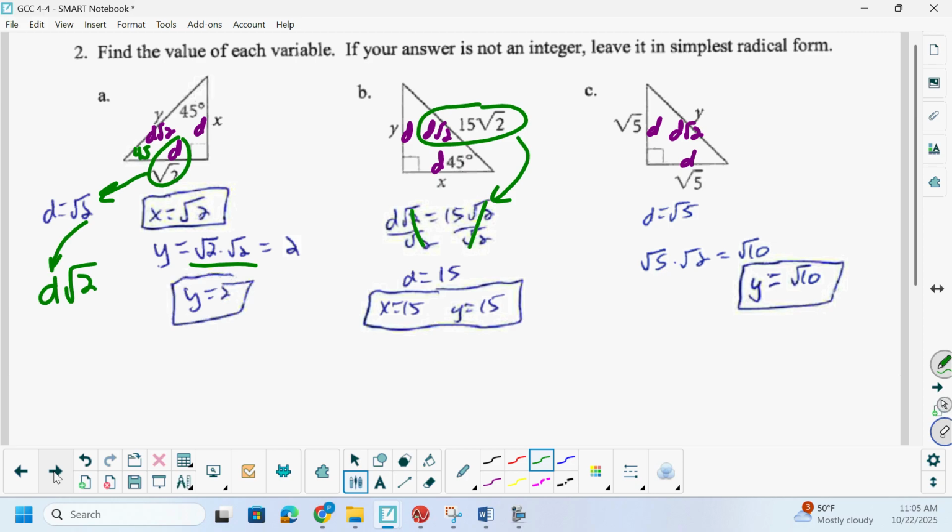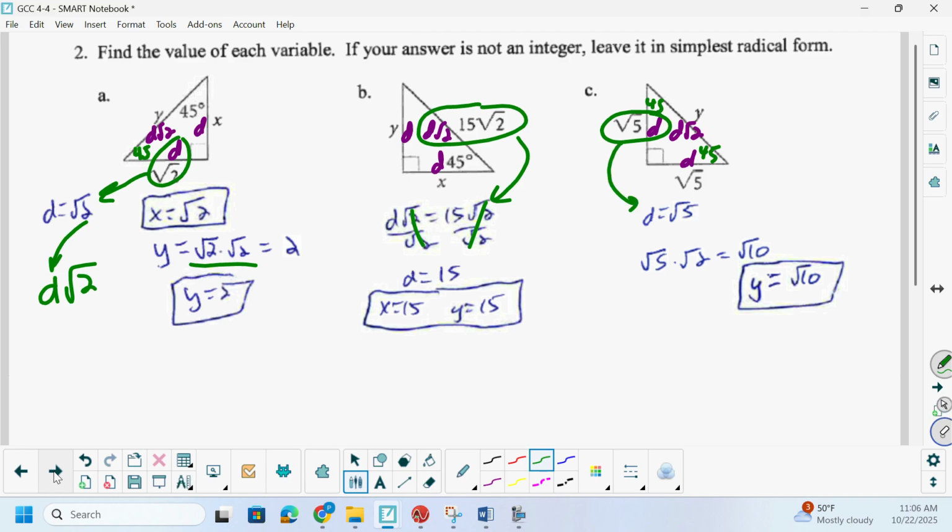In C, step 1, we've got the same sides. So this is an isosceles triangle. So therefore the angles across must be the same. So this is a 45, 45, 90. Put in your d square root of 2. That's step 1. Step 2, take one of the sides that has a number, set up an equation. So we have d equals square root of 5.